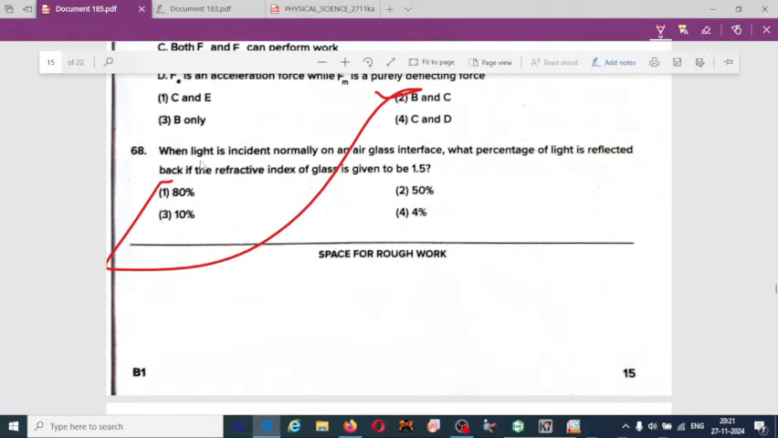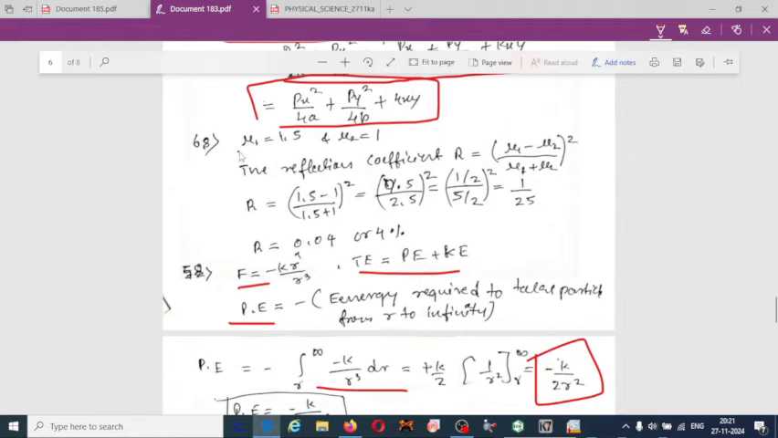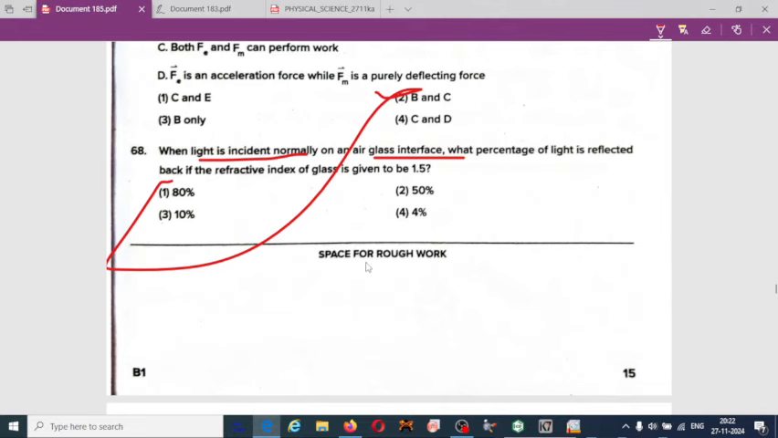So next one, when light is incident normally on the air-glass interface, what percentage of light is reflected? Here is the formula to calculate. They have given the refractive index of glass 1.5, air is 1. The reflection coefficient we can calculate with the help of this formula. If you substitute the values of the refractive index of air and glass, you will get the ratio 1 divided by 25, nothing but 0.04, or 4%. So the 4th option is correct.